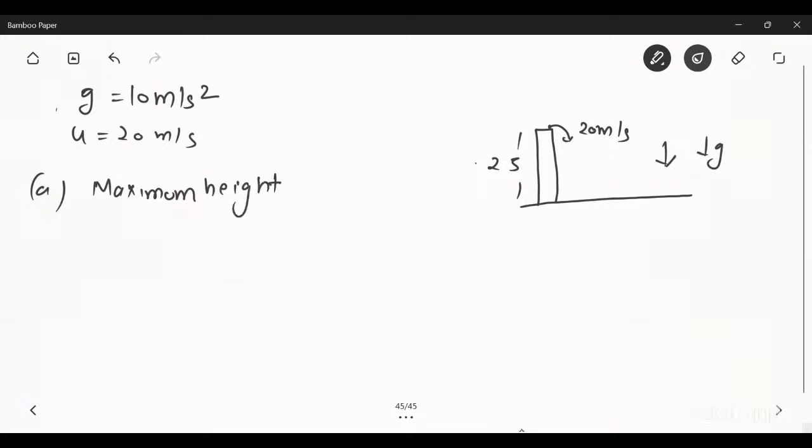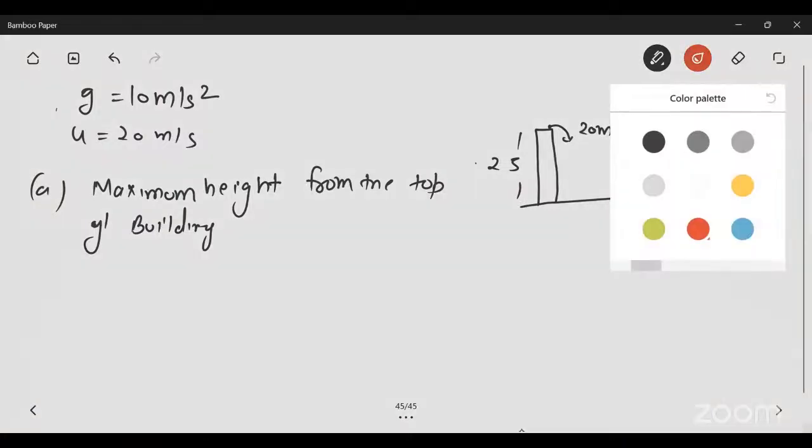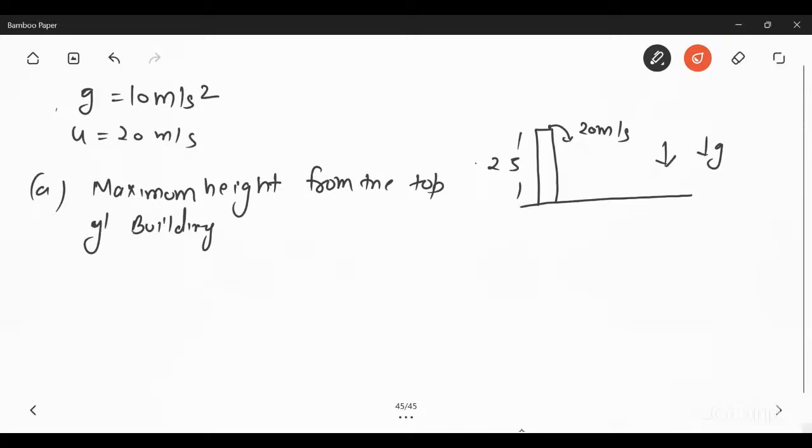Maximum height from the top of a building. Sorry, I have made a wrong diagram. Maximum height means it was thrown firstly upward, then it comes downward. So what is the maximum height from the building?